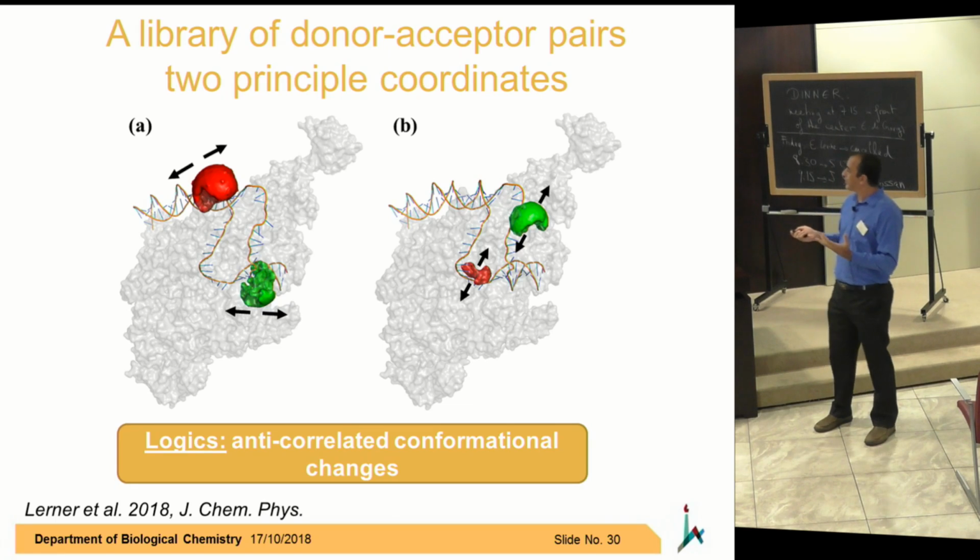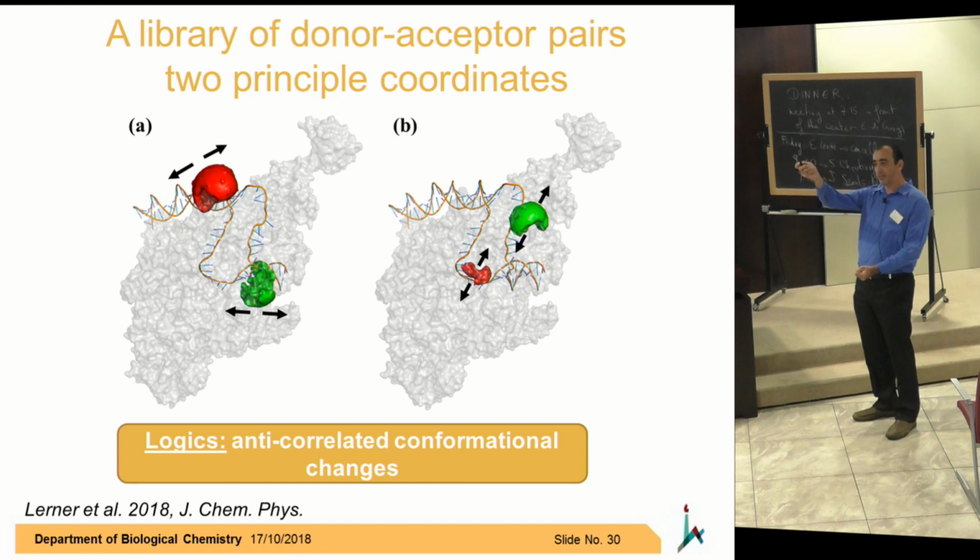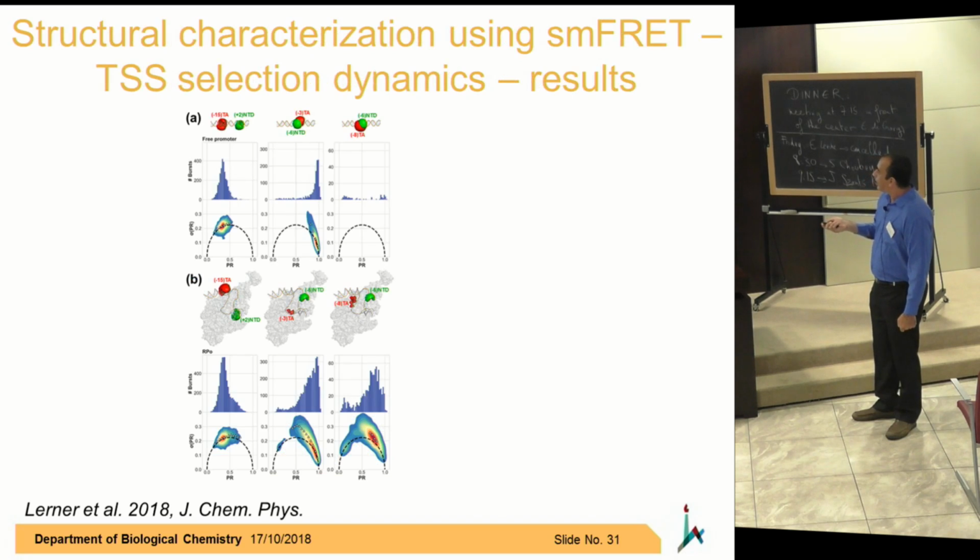So I need some logic in order to be able to classify the results. Those that belong to the scrunching coordinate distances will be anti-correlated with those that belong to the bubble coordinates. When one is high FRET, the other is expected to be low FRET. So here is an example of the experiment I did.